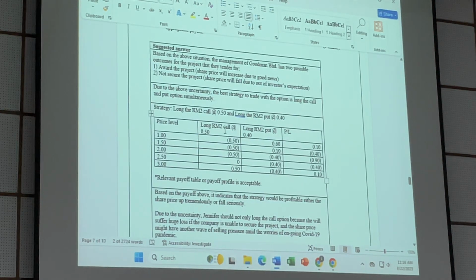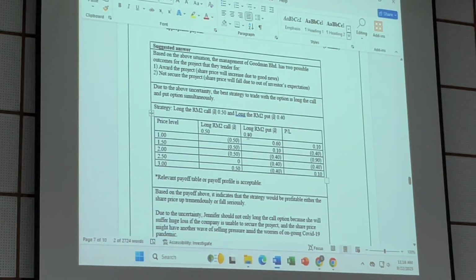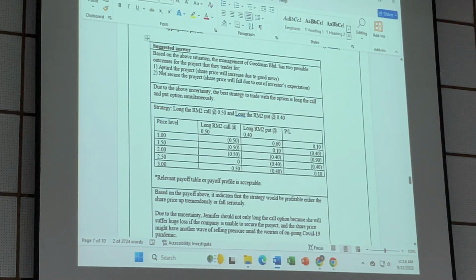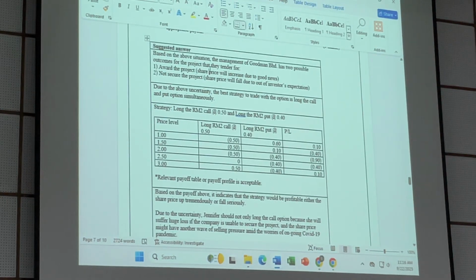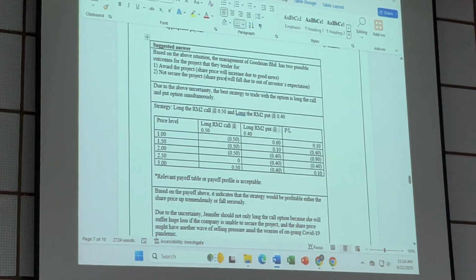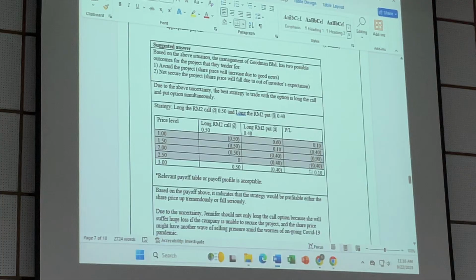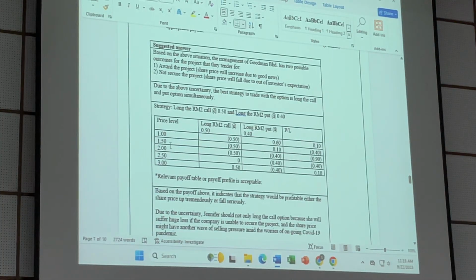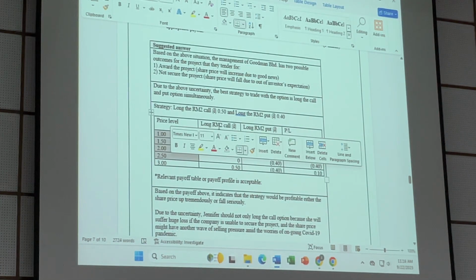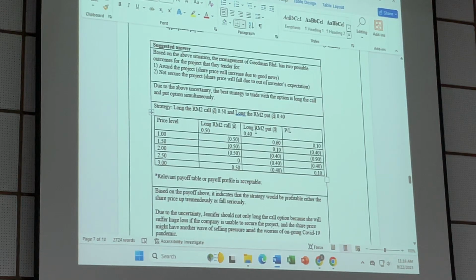You need to long the call and long the put. Okay, long the call and long the put. So the outcome is: secure the project, share price goes up; not secure the project, share price falls down. Okay, so you calculate the payoff here, and the price levels must consist of the exercise price. $2 is the exercise price. So when the price falls down, when the price rises up, what is happening?